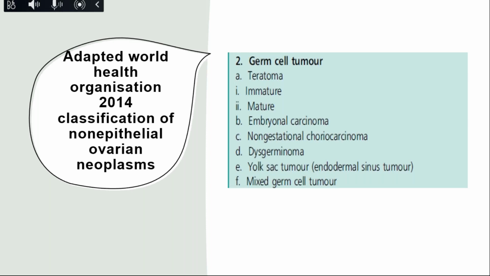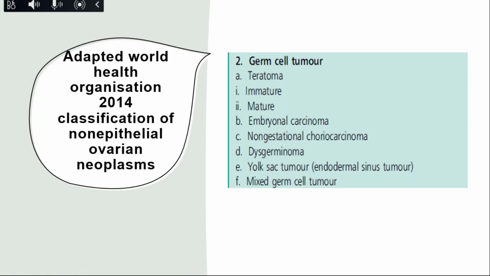Yeah, so this is the germ cell tumor classification according to the World Health Organization 2014 classification. The germ cell tumor can be teratoma, and we all know that can be immature and mature teratoma. There is the embryonal carcinoma, and also dysgerminoma, yolk sac tumor are there. You don't need to remember all the classification.